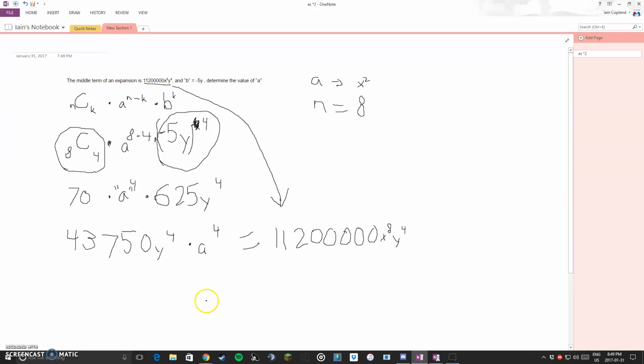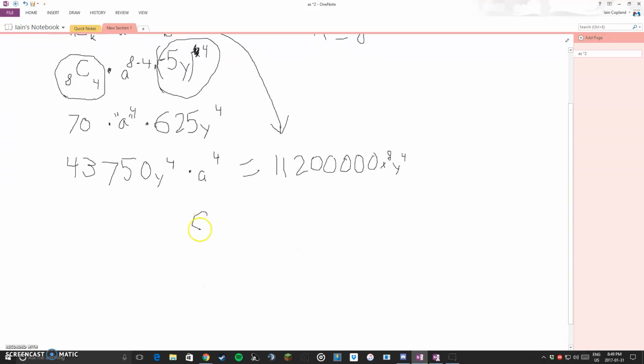So then we can use basic algebra. We know that a to the 4 is equal to this divided by this, which is equal to 256 x to the 8. The y to the 4 is gone because of this term. And then we can just take the fourth root of this. You can punch it on your calculator as to the 1 over 4 for this term. And this gives us the a value of 4x squared.